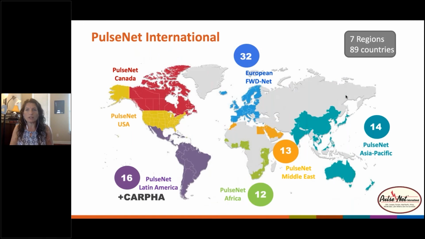So this is PulseNet International, divided into 7 regions in 89 countries. As far as where PulseNet International is, USA, Canada, and Europe have fully transitioned to using WGS for PulseNet surveillance activities. But in other regions, the situation is more variable. Some are just starting PulseNet activities for the first time. Others are exclusively using PFGE, which was an older subtyping method that we used to use. And a few are preparing to make the switch from PFGE to WGS.